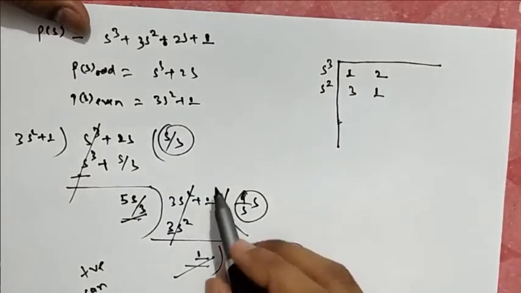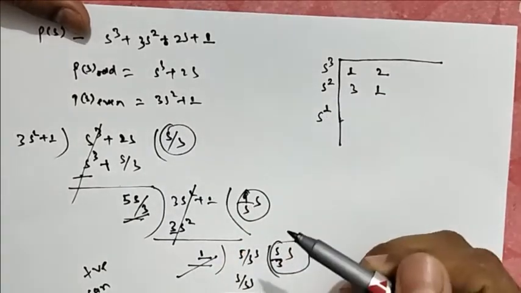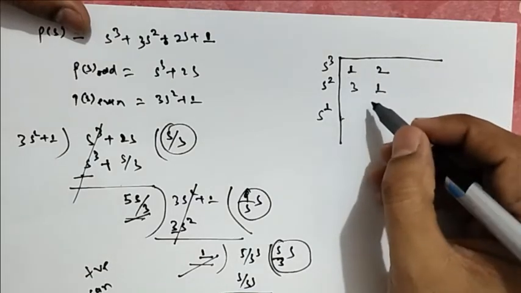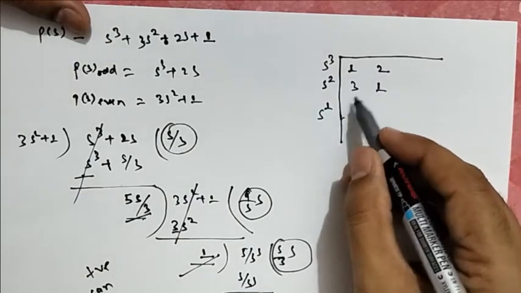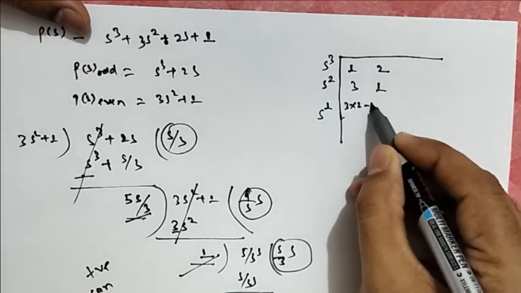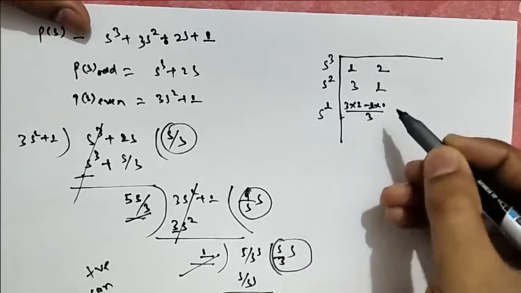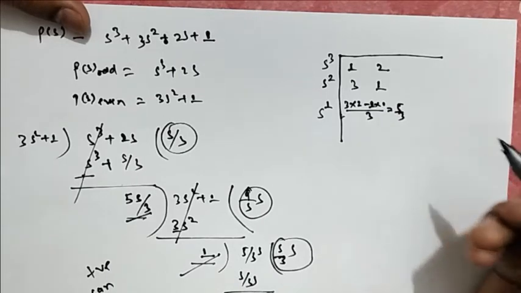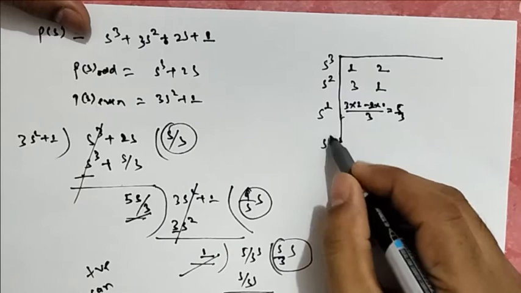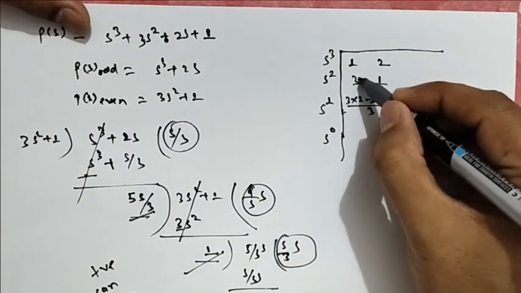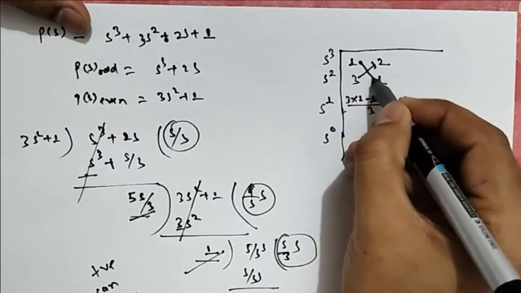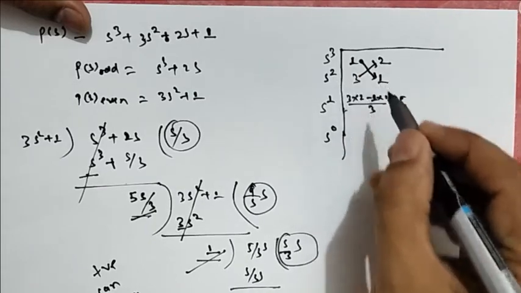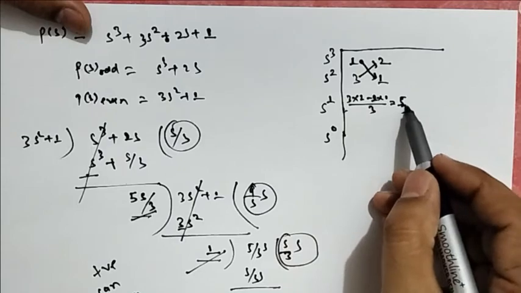And for the s^1 coefficient, what we are going to do is 3 into 2 minus 1 into 1, divided by 3. What is it going to give me? 5 by 3. This is 5 by 3. Now for s, we are doing the multiplication: this into this minus this by this term will give me the s^1 term. This is 5 by 3.